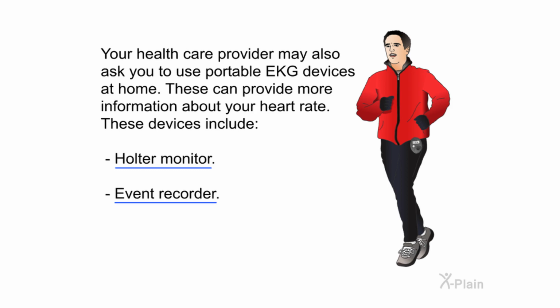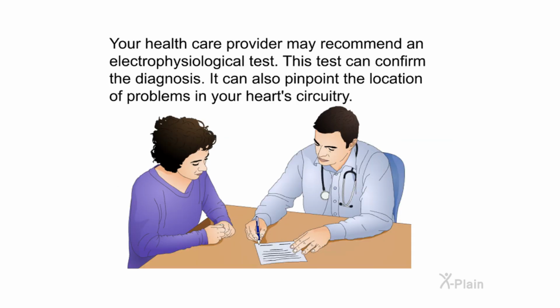Your healthcare provider may also ask you to use portable EKG devices at home. These can provide more information about your heart rate. These devices include Holter monitor, event recorder. Your healthcare provider may recommend an electrophysiological test. This test can confirm the diagnosis. It can also pinpoint the location of problems in your heart circuitry.